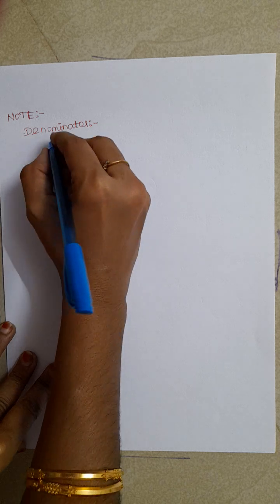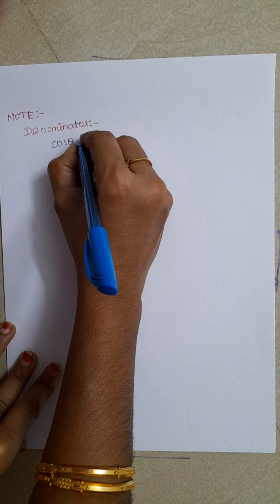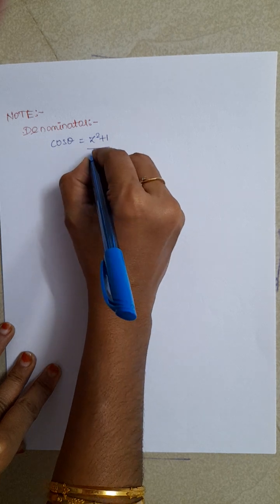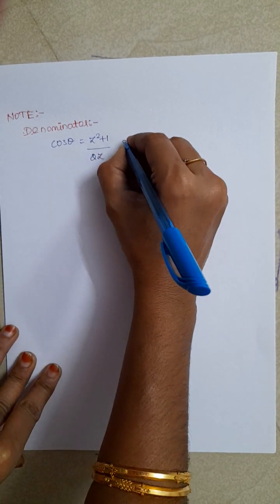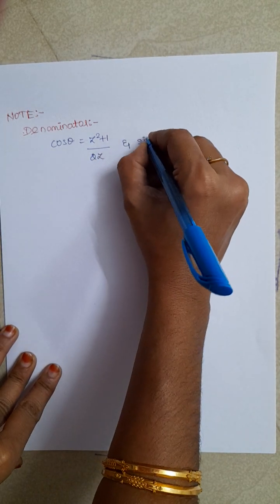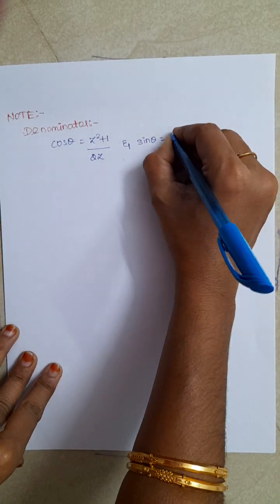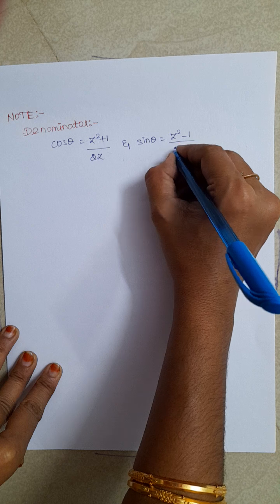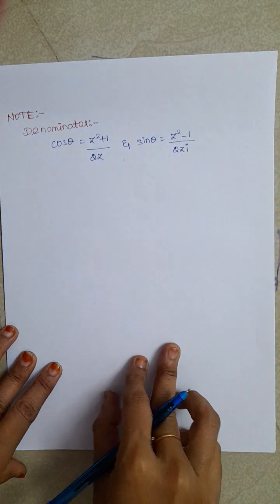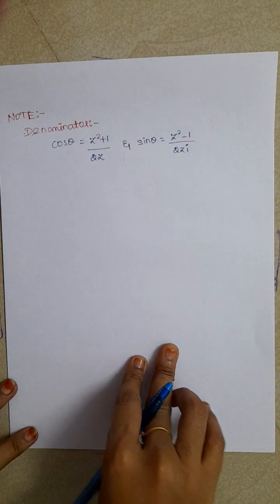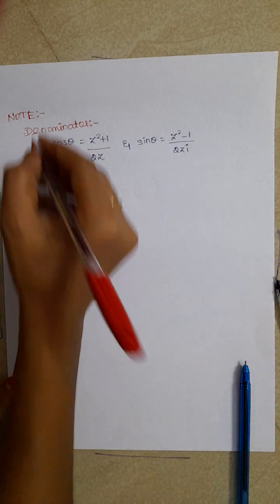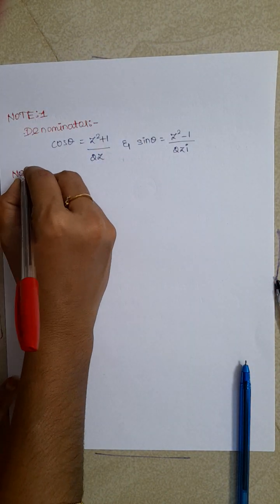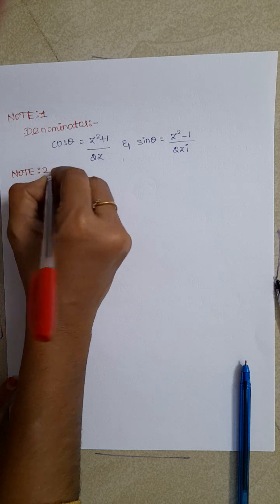Cos theta. Suppose the denominator value is cos theta, we can convert it to z square plus 1 divided by 2z. And suppose sin theta equals z square minus 1 divided by 2zi. Okay. This is note number 1. Next one, note number 2.